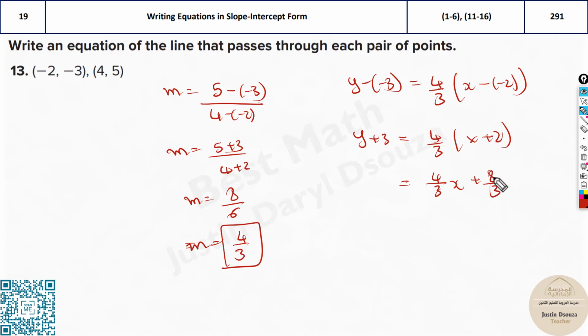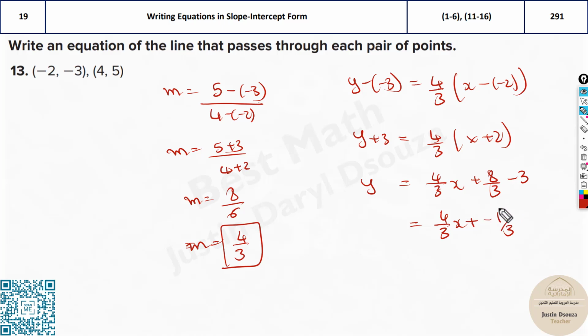And then we have this 3 over here. Let's take it to the other side. It'll be minus 3. Y is equal to 4/3 x plus 8 by 3 minus 3. Now then we can subtract this. This is 3 by 3. So it'll be 4 by 3 x. Now this is basically 3. Sorry, it'll be 9 by 3. And it'll be minus 1/3.